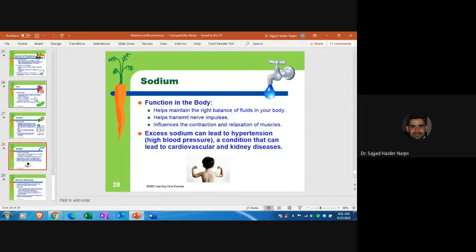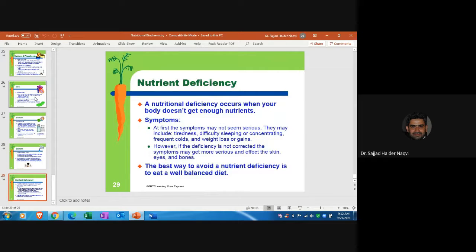Sodium is also a very important mineral. It helps maintain the right balance of fluid in the body, maintaining the osmotic pressure on the inner side and the outer side of the cell, and helps transmit nerve impulses when the neurons are connected, from one neuron to another to carry the messages. It also influences the contraction and relaxation of the muscles. The excess of sodium can be a problem, and it can lead to hypertension because of the osmotic balance disturbance. That is called high blood pressure, a condition that can lead to cardiovascular and kidney disorders later on.